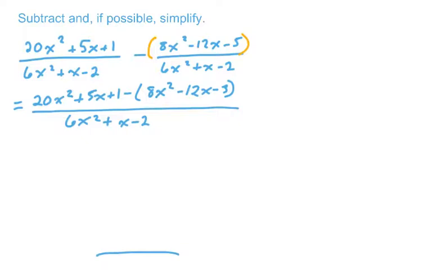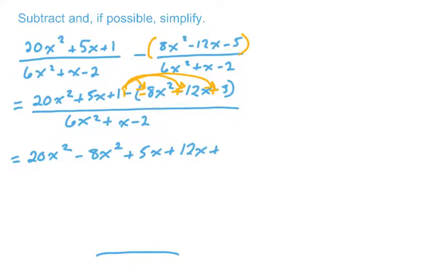Now what we have to do is distribute this negative in the numerator here. So when we distribute that negative, it's going to change the signs of everything there. So this will be plus a negative 8x squared plus 12x plus 5. So now I'm going to write it all together. So we have 20x squared minus 8x squared, and I'm going to rewrite it in descending order at the same time, plus 5x plus 12x plus 1 plus 5.